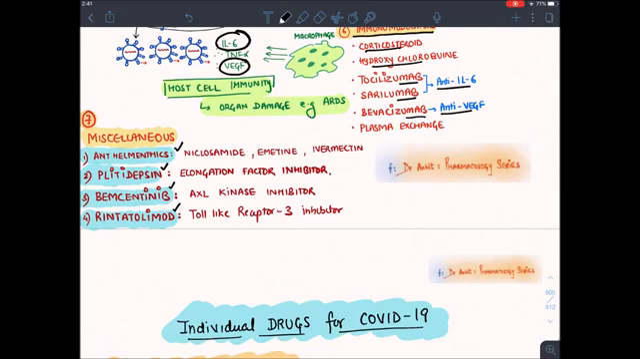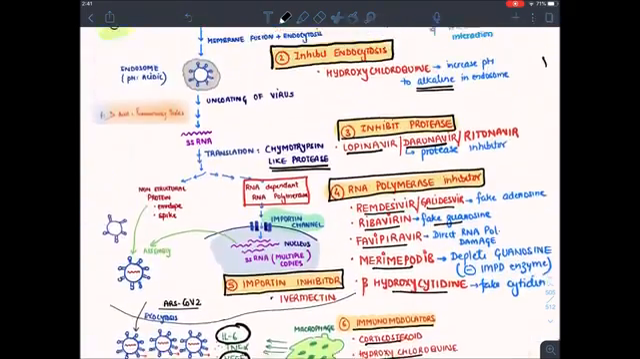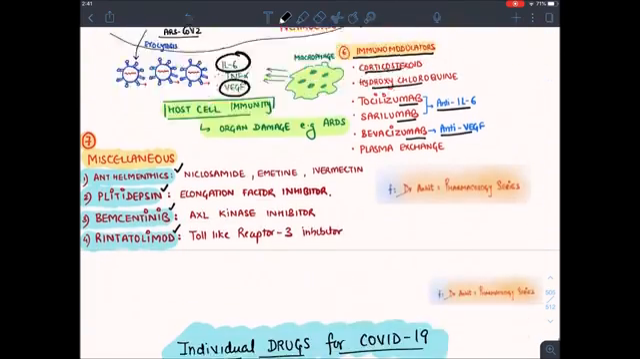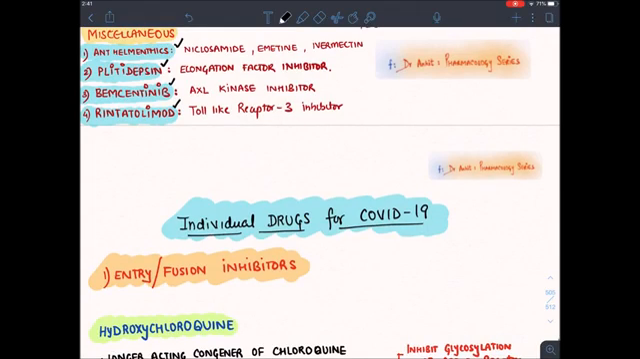Okay. Now let's discuss certain individual drugs which are important. We need not discuss all the drugs. We just have to discuss very few drugs among this whole list. Okay. So the first drug, let's start with entry inhibitors. See these entry inhibitors. And in entry inhibitors, we have written three drugs, if you remember: hydroxychloroquine, nefamostat, and umifenovir. So let's discuss entry inhibitors.